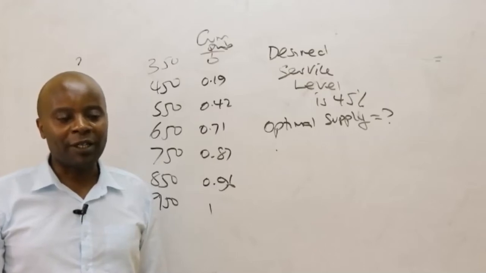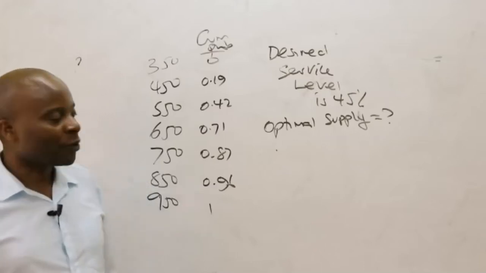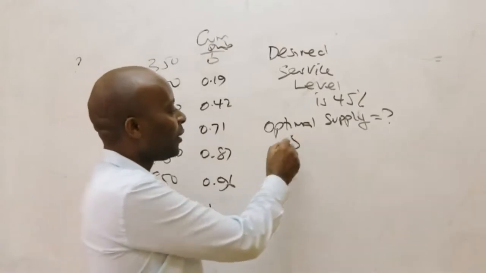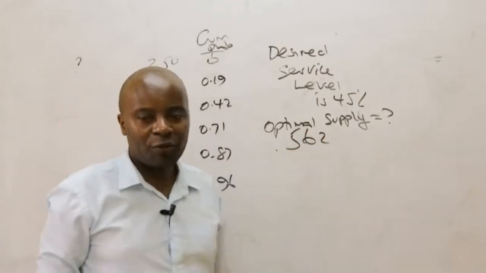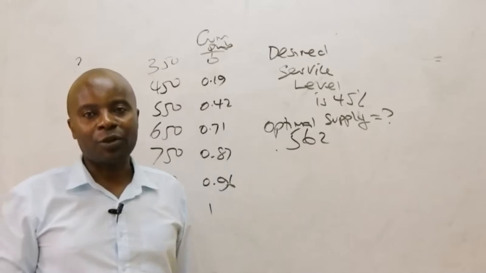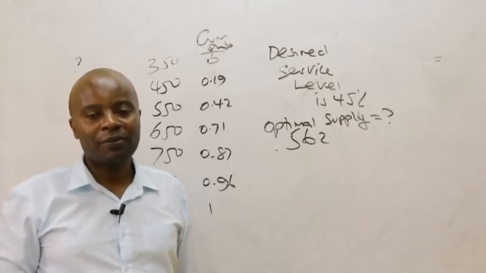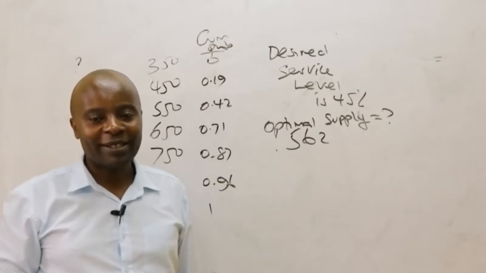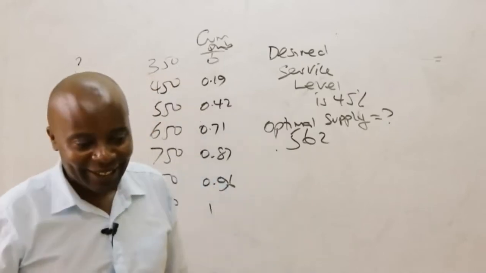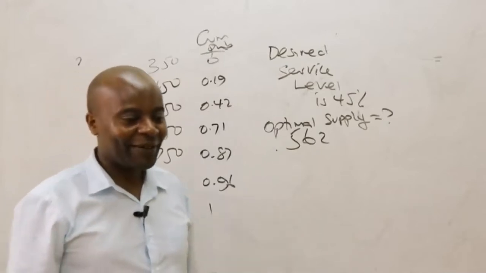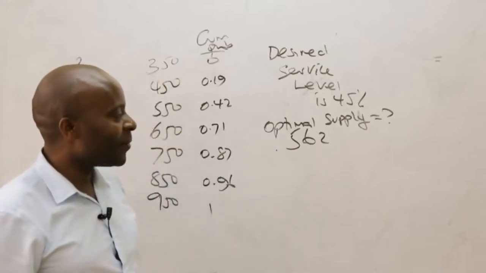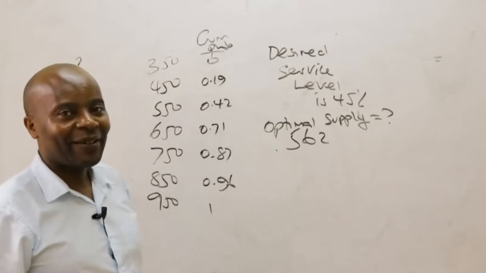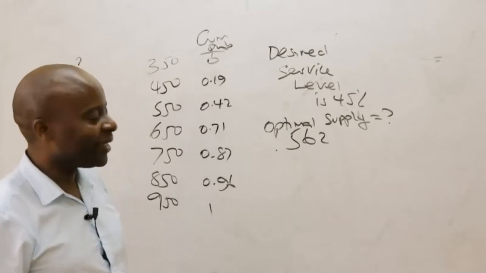Philip is getting what figure? 561.5, that is 562. Any other person? Esau, 560 or 562? 560 exactly. Same with Mokami. Salome.